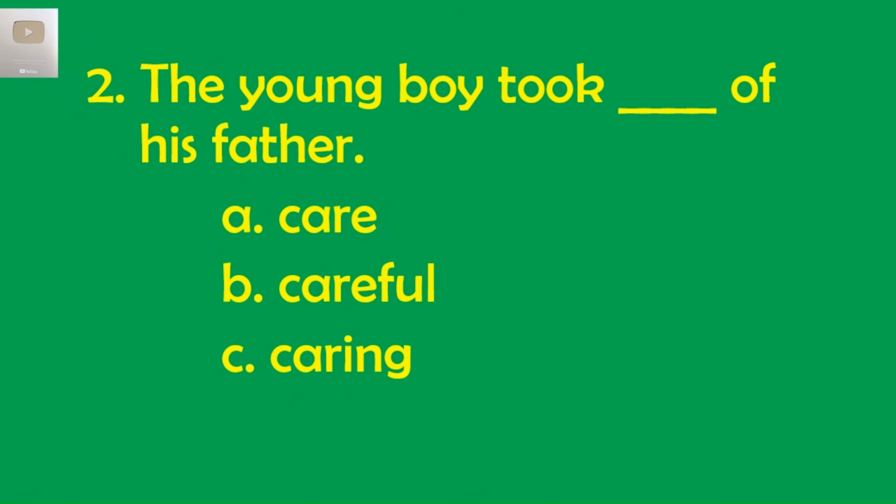Second sentence. The young boy took, now there is a blank, of his father. Now the three choices which are given, care, careful and caring. Now you have to choose the correct form to fill the blank which is in the sentence.